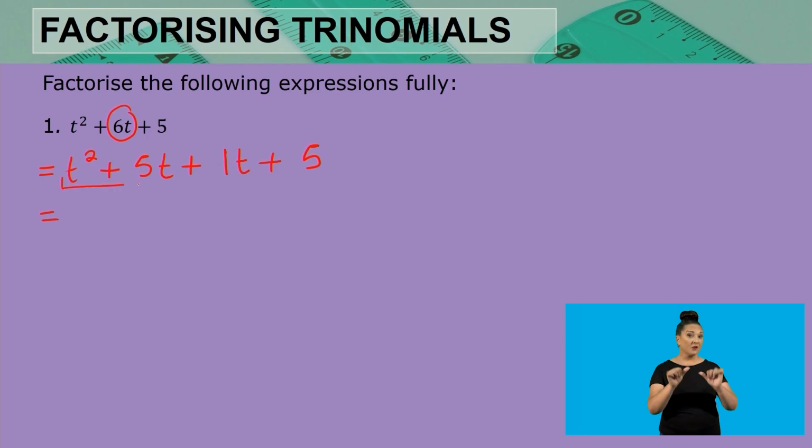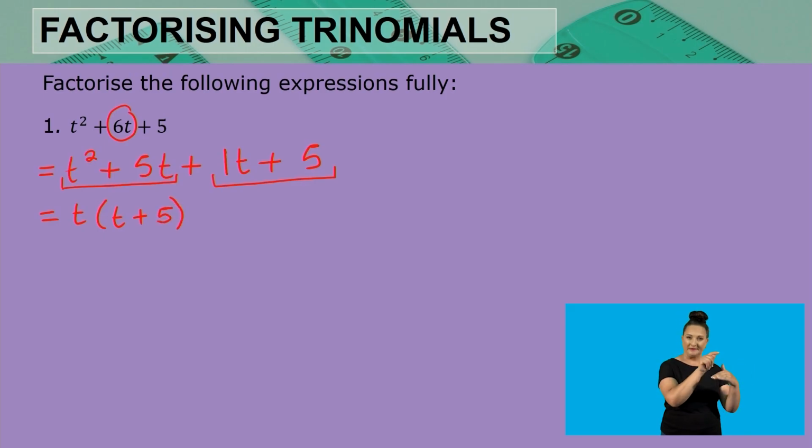We are going to group these two, and then when we group them into two groups, we are going to find the common factor in each of them. So the common factor with the first group is going to be our t. And when we open a bracket, t squared divided by t is t. We are adding there. Then we are going to have 5t divided by t, and that is going to leave us with just the 5.